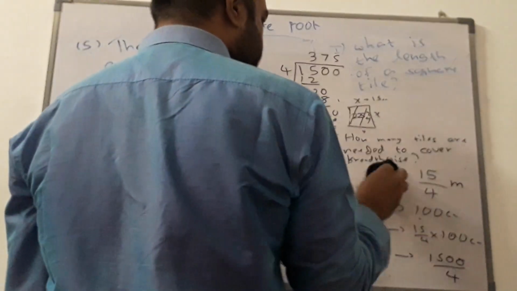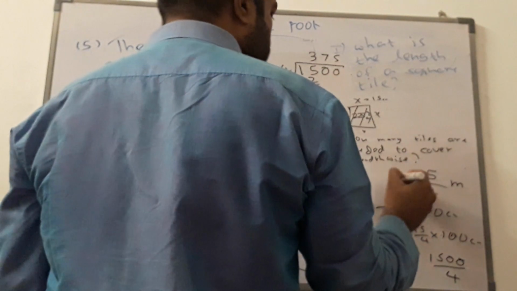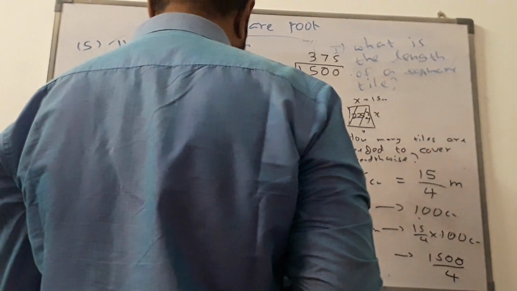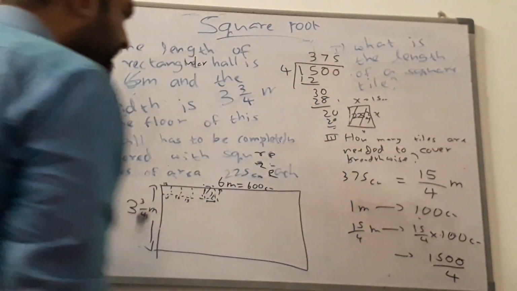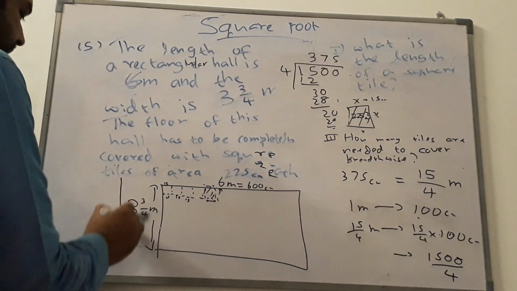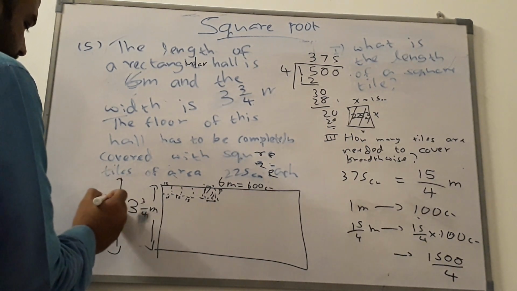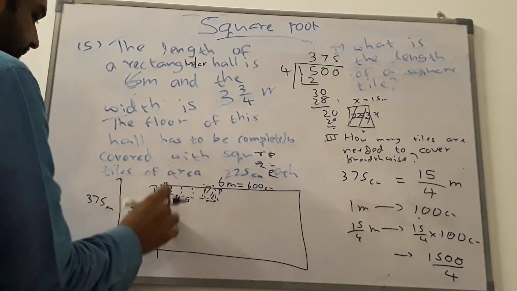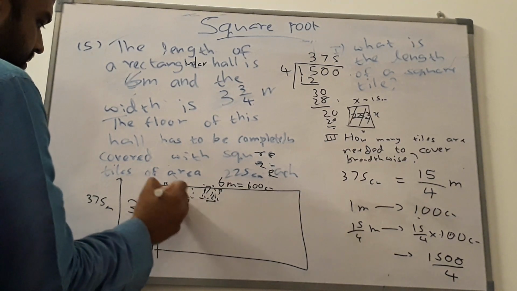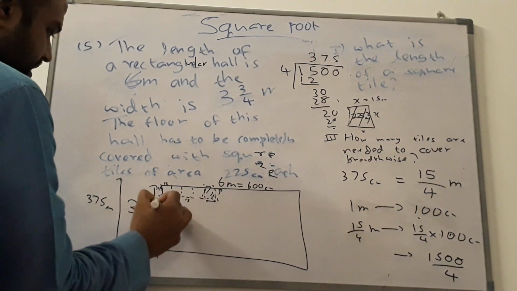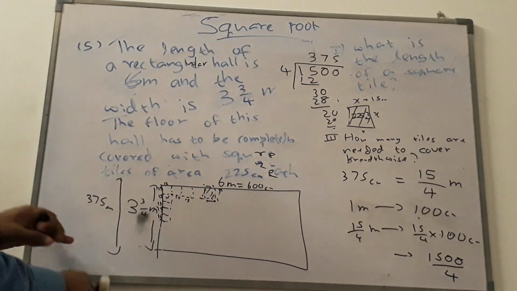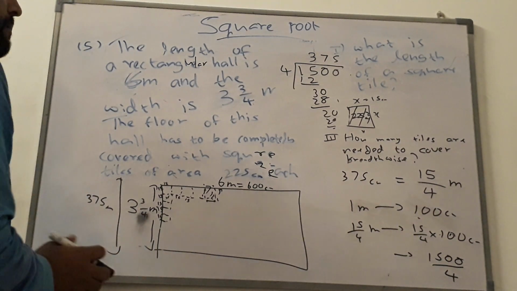Okay, so this is equal to 375 centimeters. Now we have to check how many 15s are there in 375. The breadth is equal to 375 centimeters. To find how many tiles are there in 375, we have to check: this is also 15, this is also 15, this is also 15, this is also 15. Likewise, we want to find how many 15s are there in 375 breadthwise.